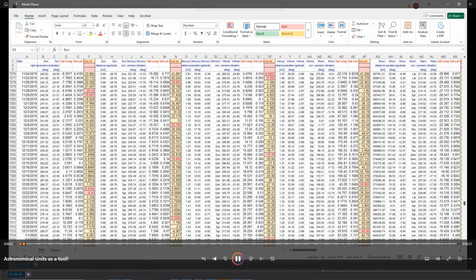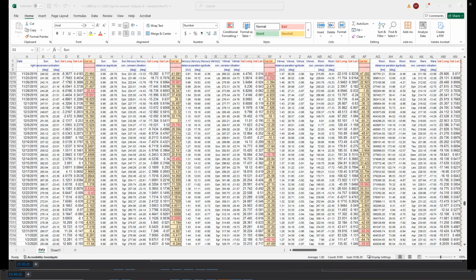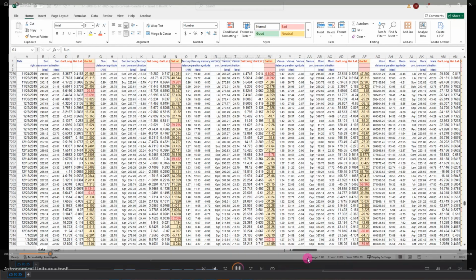I'm going to show another astronomical technique. This one's a little bit different from anything that most people have probably looked at. What I'm going to do is take the distance differential between two planets. In this case, I'm just going to choose Mercury and Venus and apply it on a soybean chart.